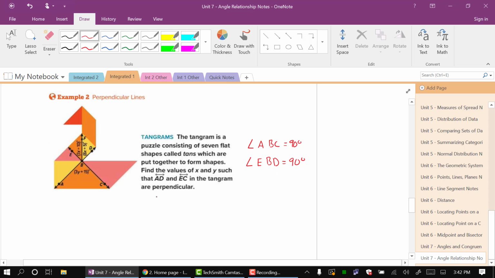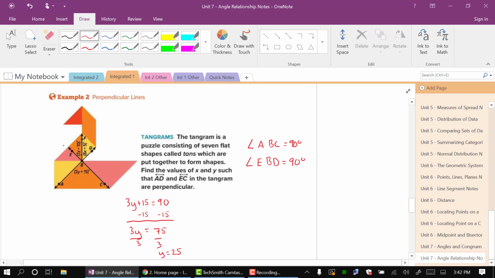So let's solve for y. We know that ABC is 90 degrees. That means this is going to be 90 right here. This is going to give me 3y plus 15 equals 90. So I'm going to subtract 15 from both sides. That gives me 3y equals 75. Divide both sides by 3. I get y equals 25. Now I want to find x.